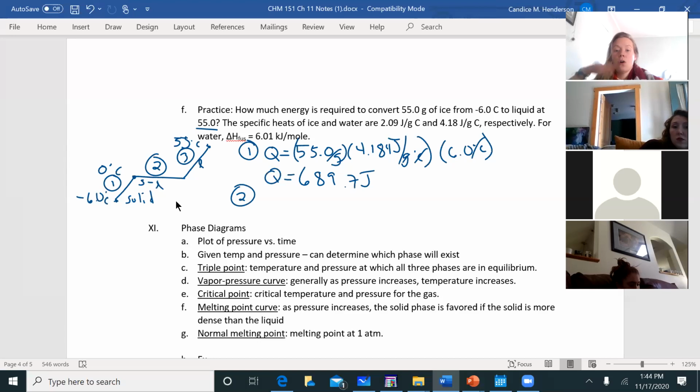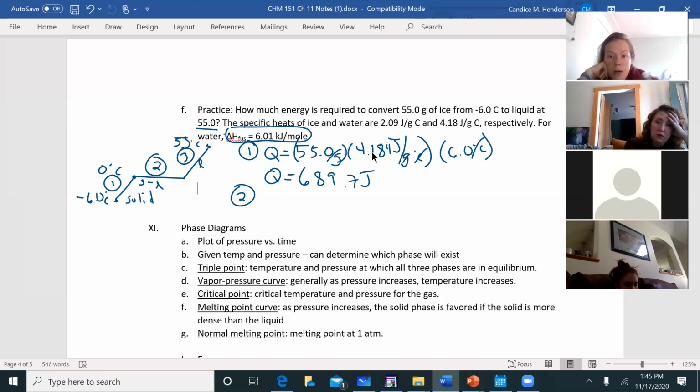So I need to know what my heat of fusion is for water. Well, it gives it to us right here. It says the heat of fusion is 6.01 kilojoules per mole. Oh, I told you guys, I'm so sorry. Oh no.